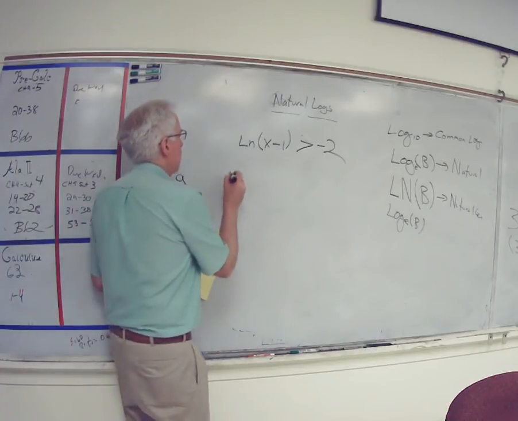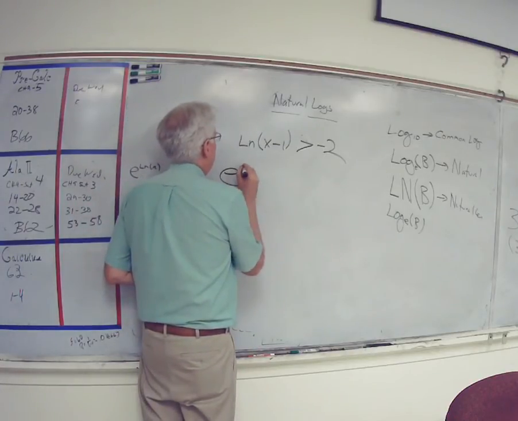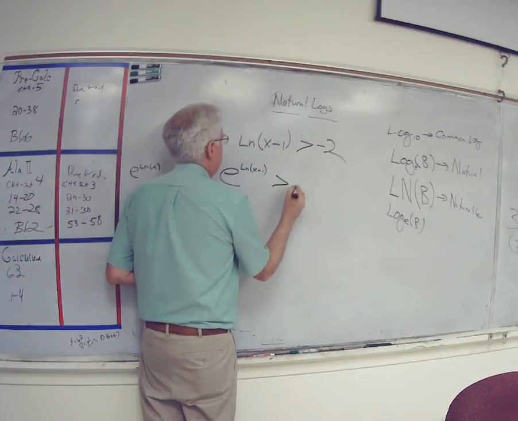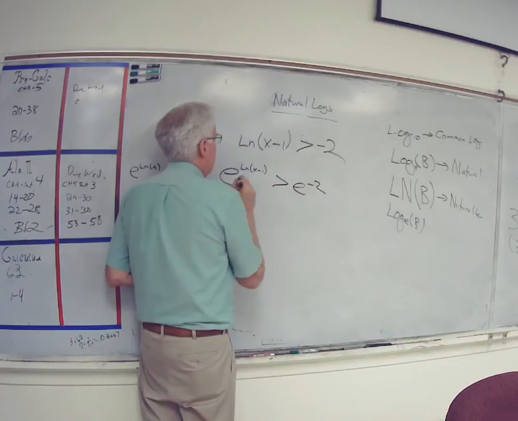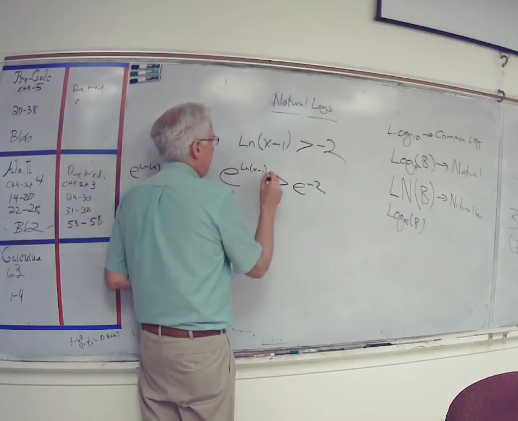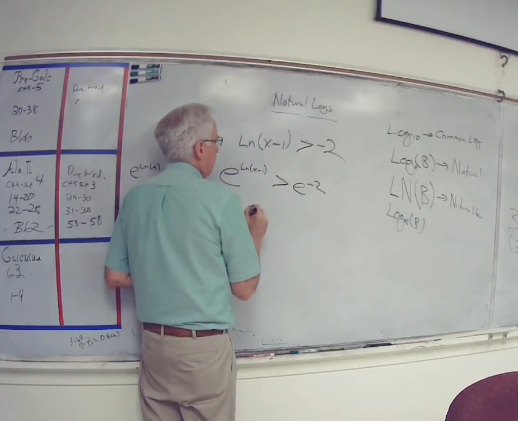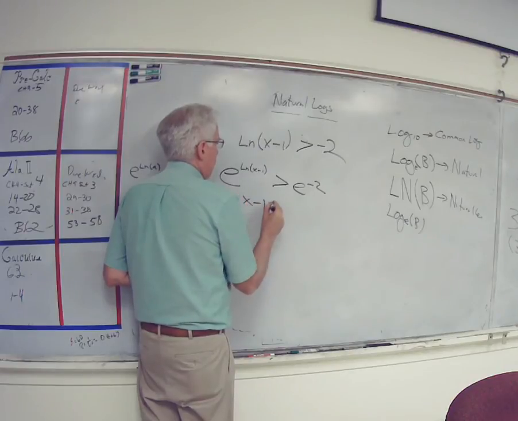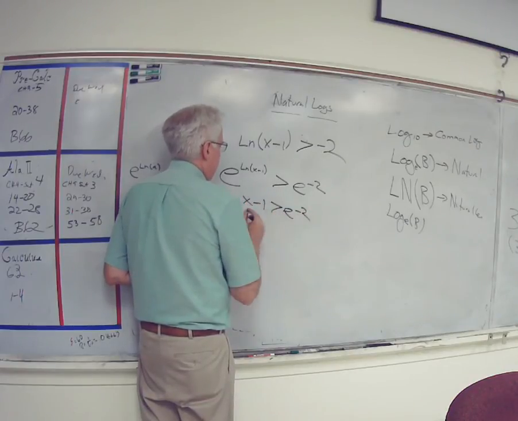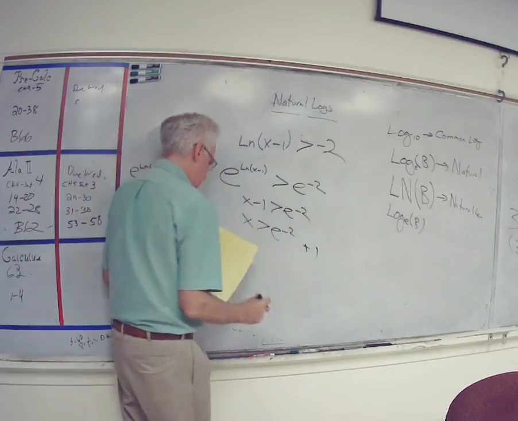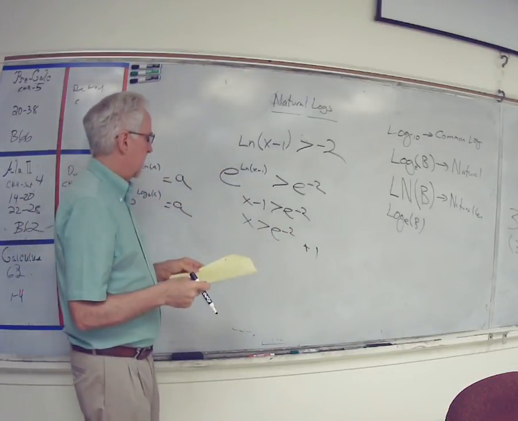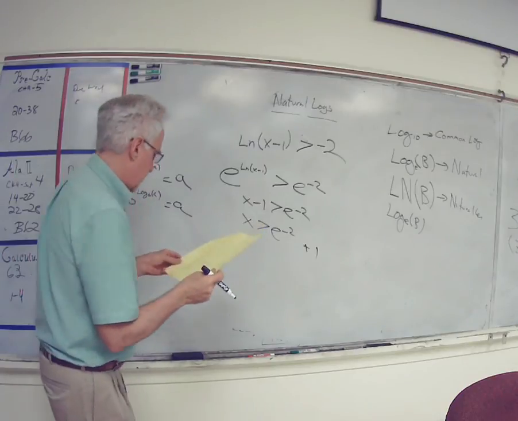Yeah, so I'm going to have e to the ln of x minus 1 is greater than e to the minus 2. Jaden, what is e to the ln of x minus 1? x minus 1 is greater than e to the minus 2. x is greater than e to the minus 2 plus 1. Does that make sense? You can put that in the calculator for an answer.